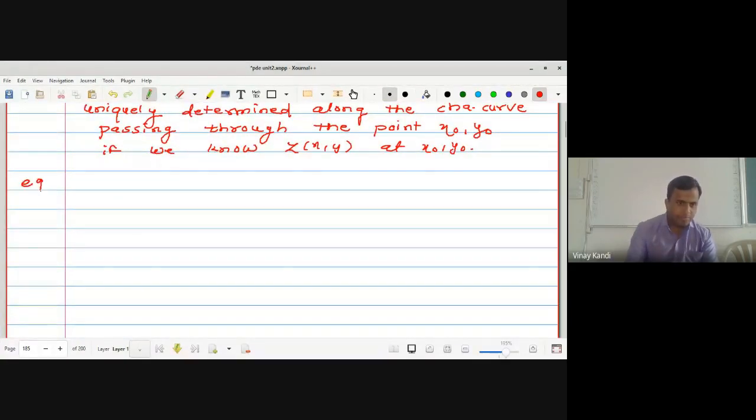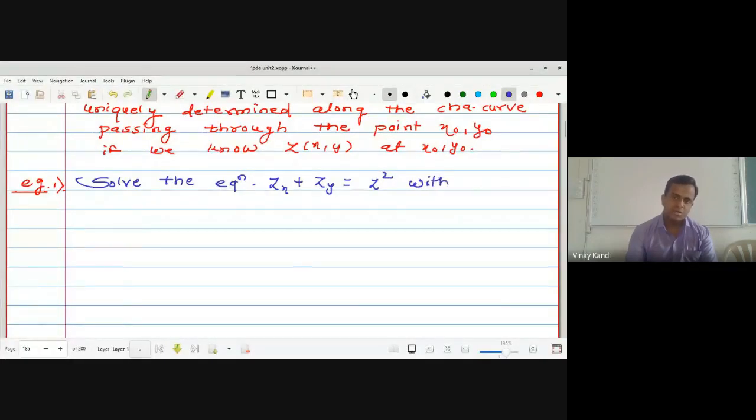First example. Solve the equation z x plus z y is equal to z square with the initial condition z at the point x, 0, where the y coordinate is 0, is equal to f of x, a function of x. You have to find the solution of this partial differential equation satisfying this initial condition, z of x, 0 is equal to f of x. Look at the solution.